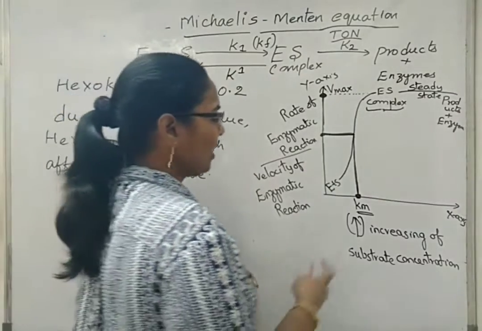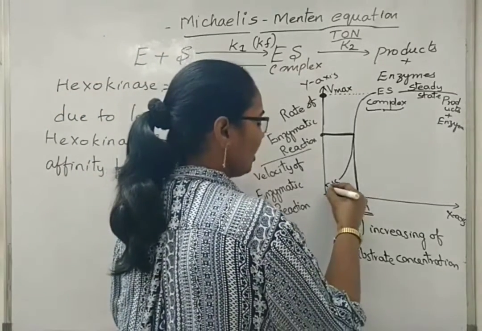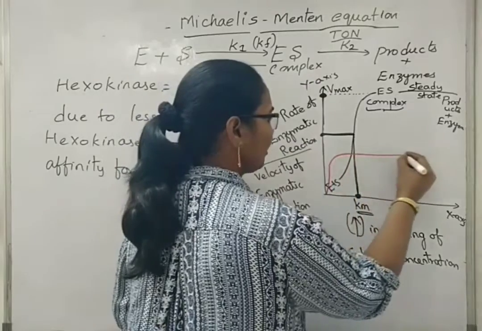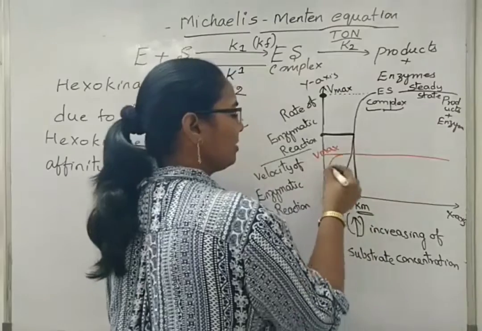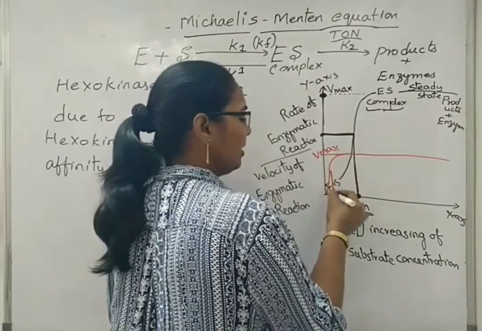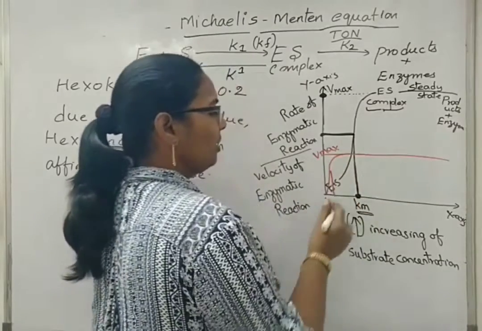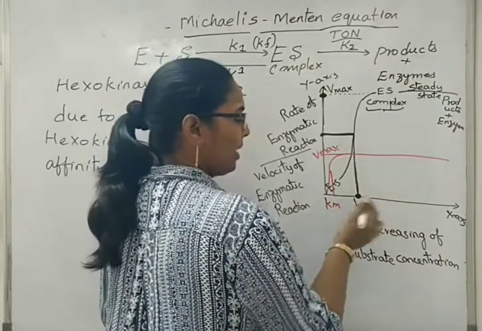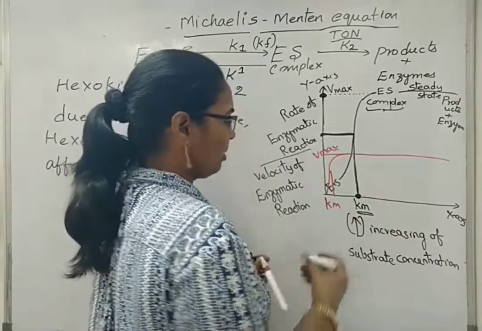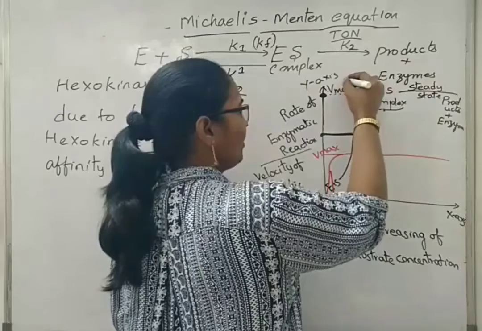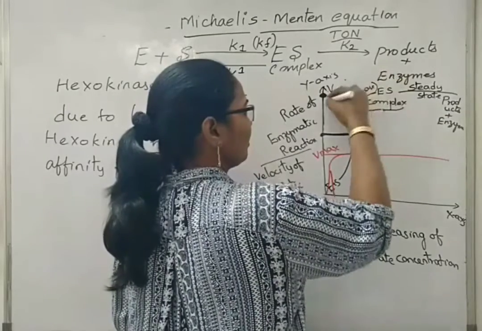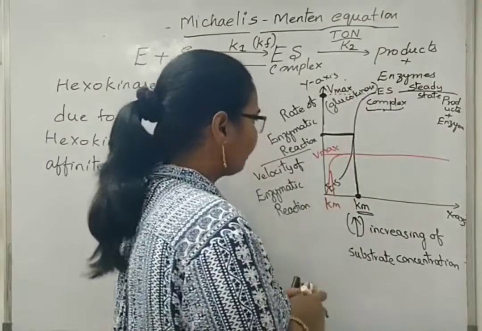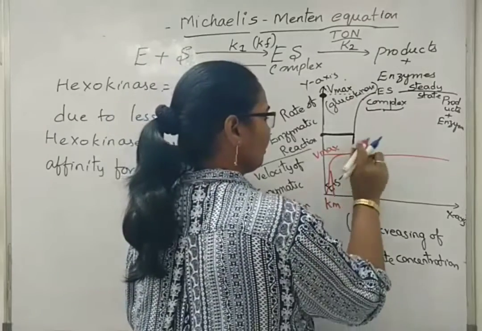If we write here about hexokinase and glucose, hexokinase in very less time can reach the maximum velocity, that is Vmax. Here we can write Km value, but this black line we can put for the glucose molecule, glucokinase. So this is for glucokinase and this is for hexokinase.